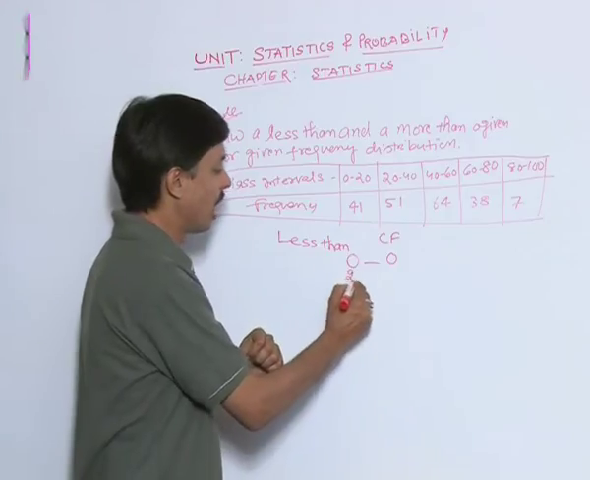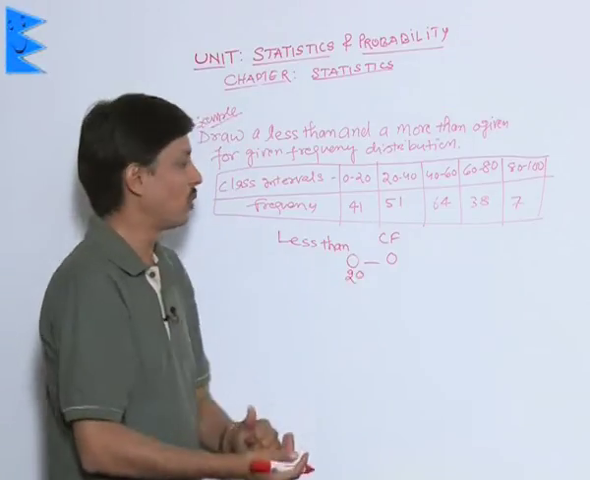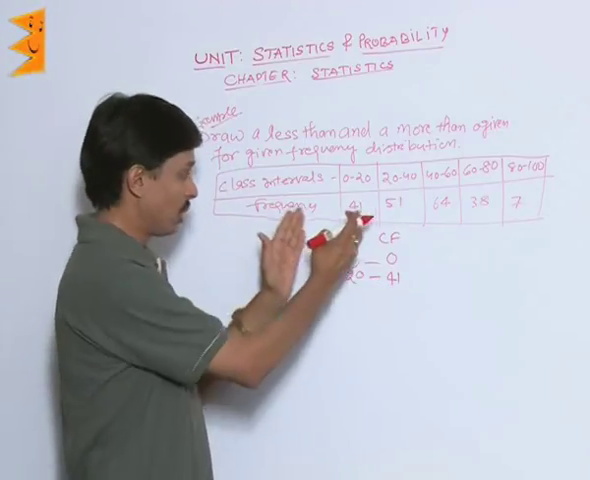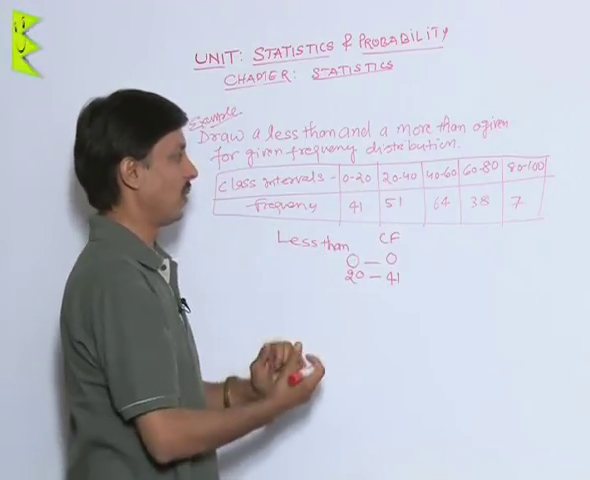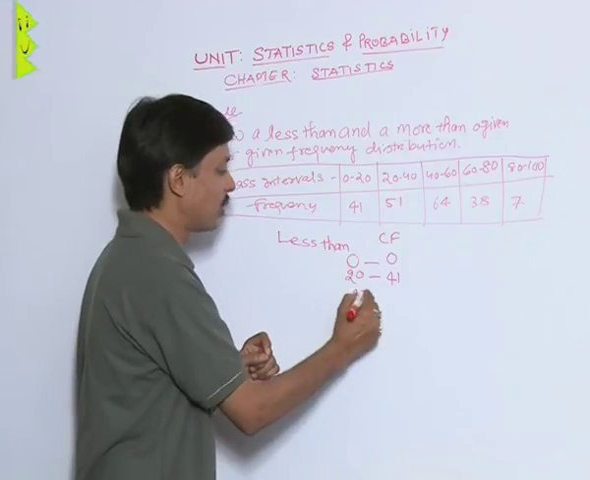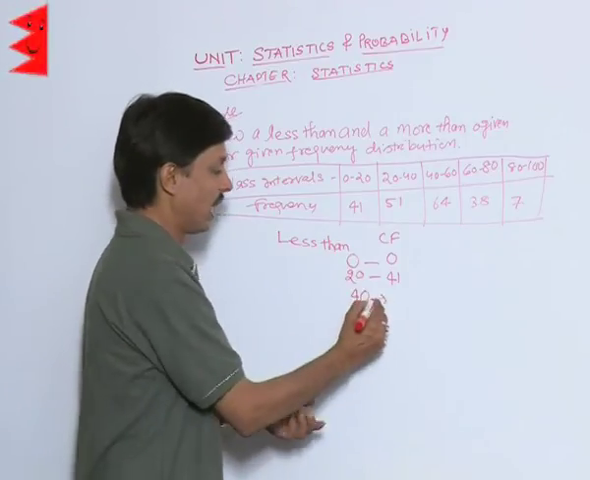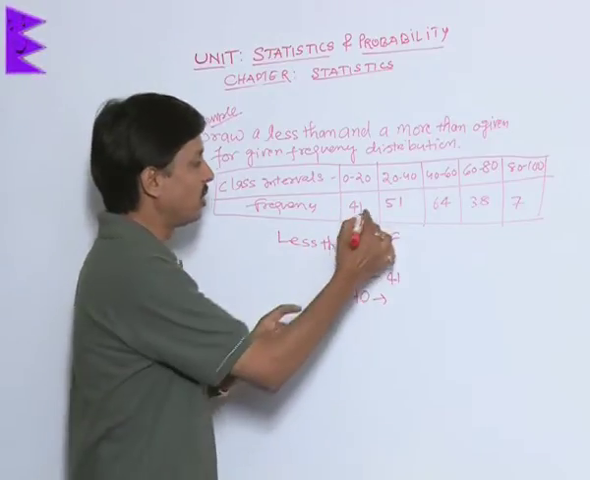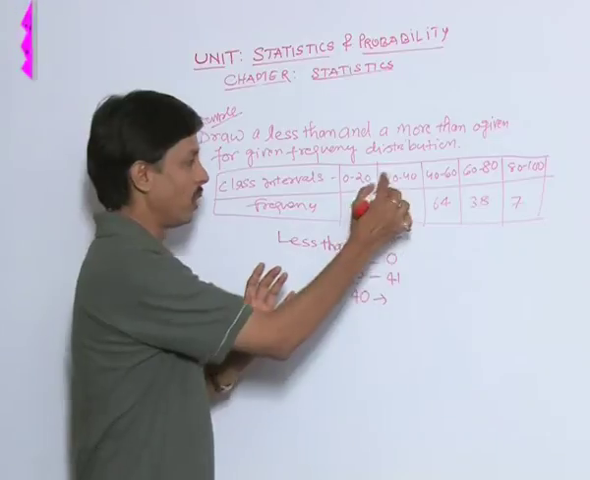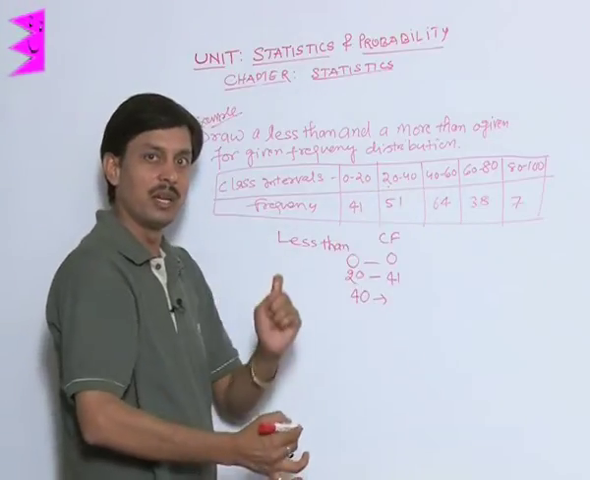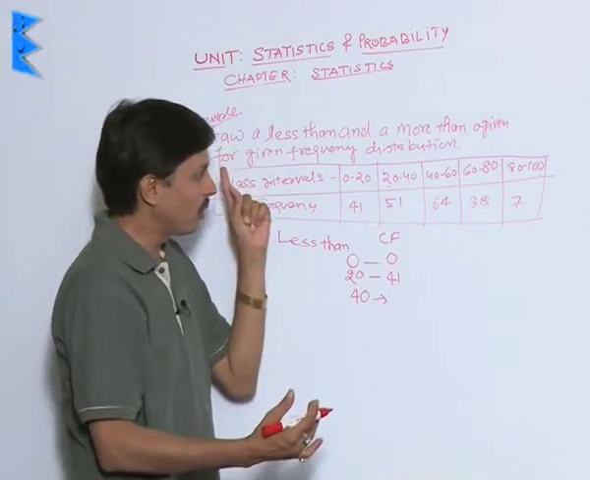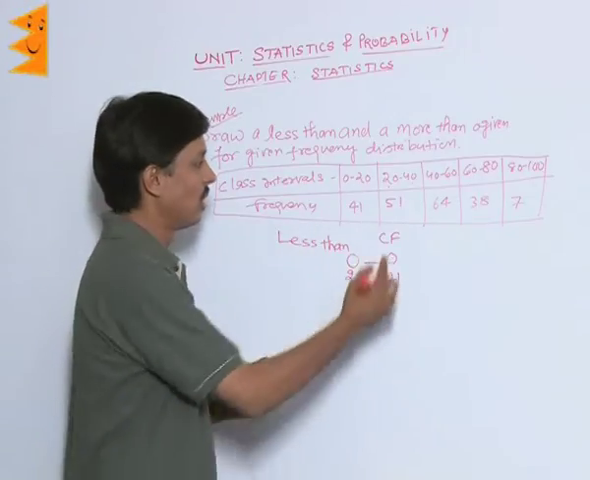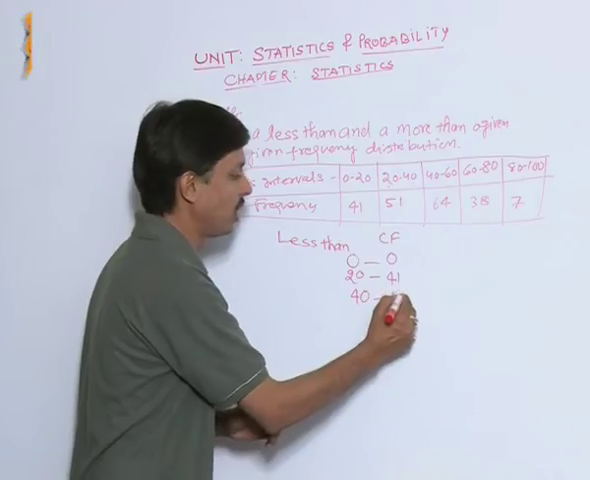If I say how many students have scored marks less than 20, then these 41 students will stand, because this is the group as given. If I say how many students have scored marks less than 40, in that case these 41 students will remain and these 51 new, because 20 to 40. So the number of students who have scored less than 40 marks will come out 92.